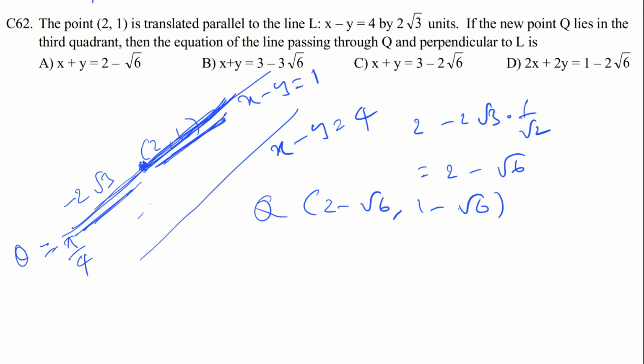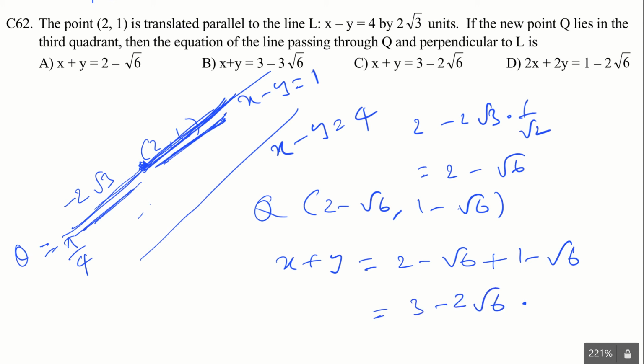Then the equation of the line passing through Q and perpendicular to L, the given line, that is x plus y, and passing through Q, is 2 minus √6 plus 1 minus √6. So it is nothing but 3 minus 2√6. So this is the answer. Let's go to the next problem.